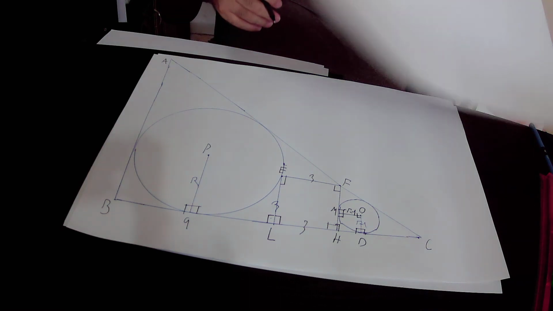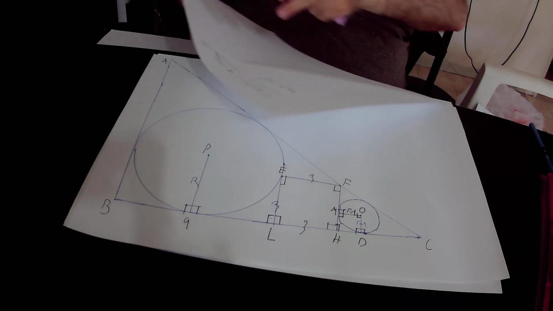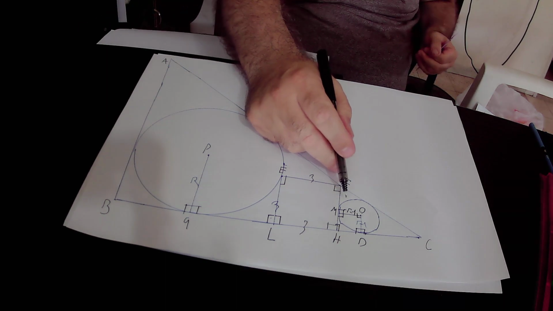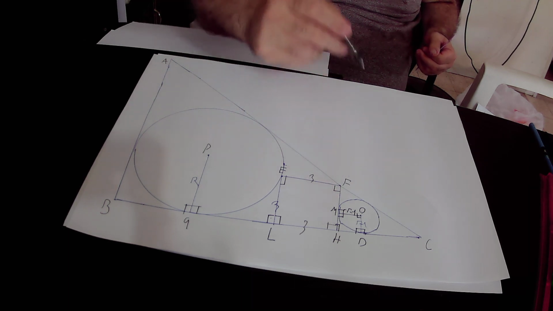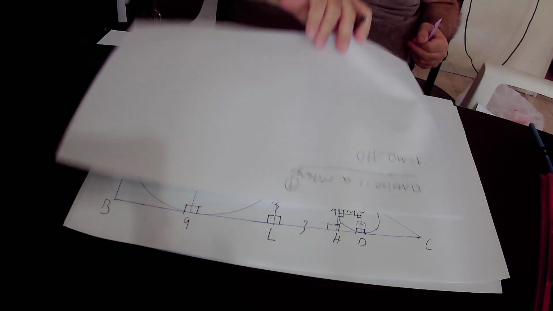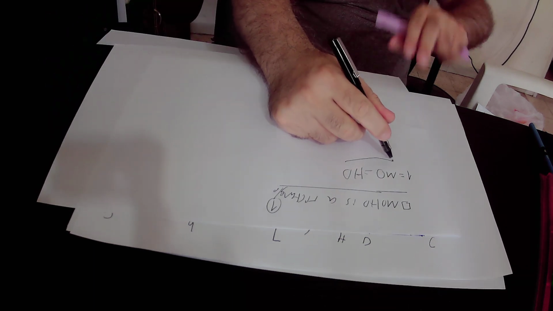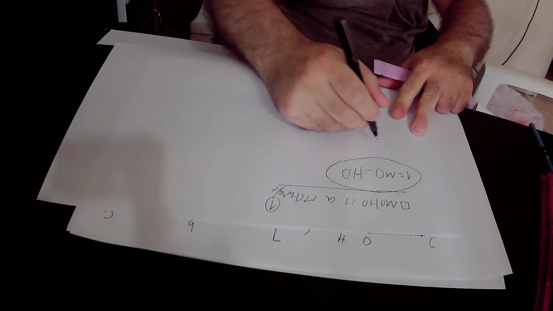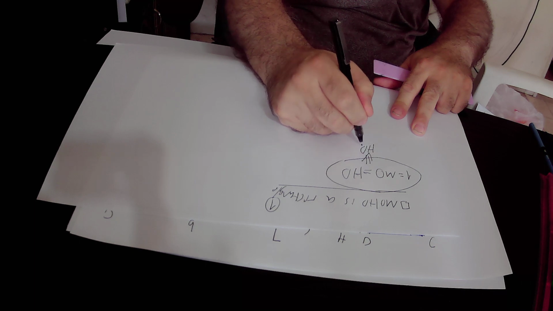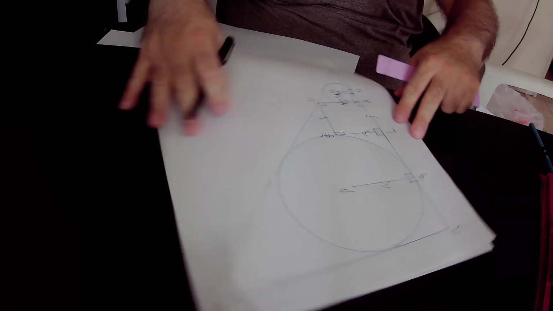MO equals HD according to the rule that the opposite sides of a rectangle are equal to each other. But here, we only found out that MO equals 1. So we can write MO equals 1, and from this equation, 1 equals MO equals HD, we will derive that HD is also equal to 1. HD equals 1.